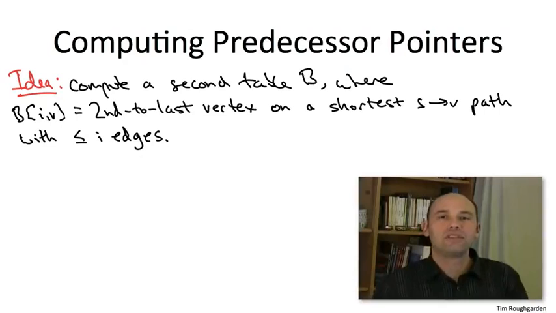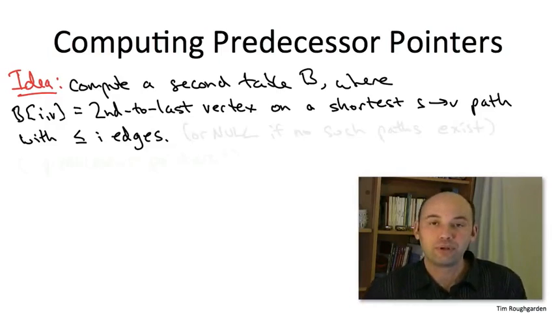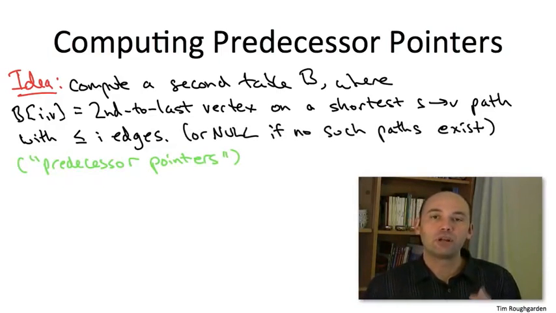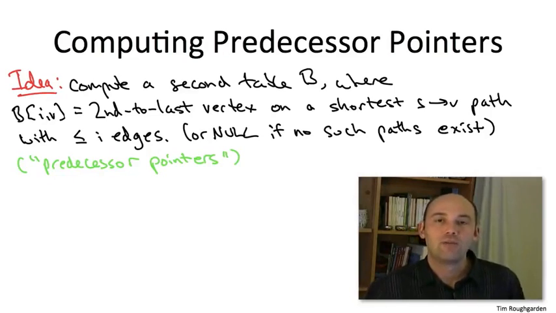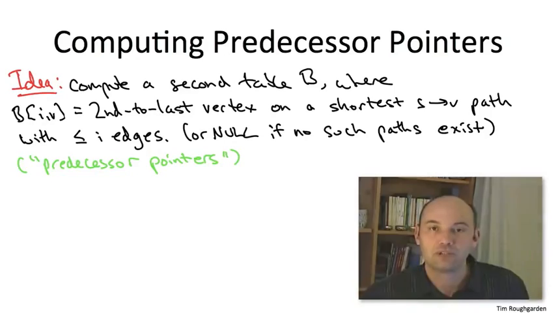We're going to call this second two-dimensional array B. We're going to call its entries predecessor pointers. Again, the semantics are this pointer points to the predecessor of this destination v on a shortest path from s to v that has at most i edges. Of course, if i is sufficiently small, there may be no such paths from s to v, and in that case, we just have a null predecessor pointer.